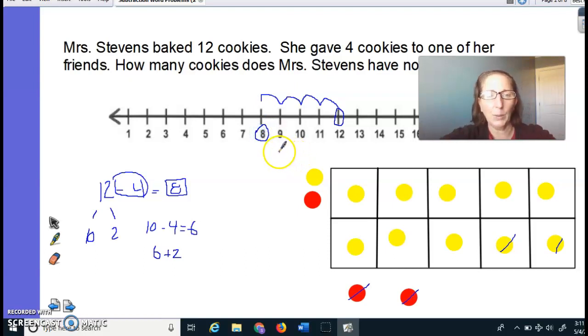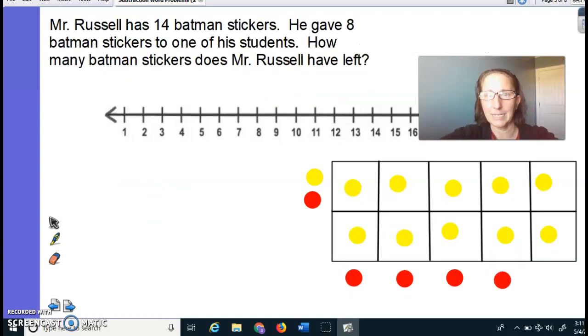So again, it's okay to use these strategies. If you're still using a 10 frame, fine. If you need to use a number line, also fine. But during third and fourth quarter of first grade, we really want to look at decomposing that number back to 10. So that's the strategy that I'm going to show you for the rest of the lesson today. So let's take a look at our next problem.